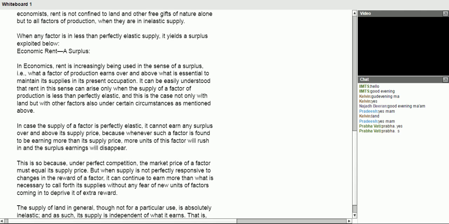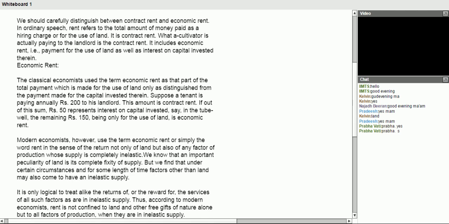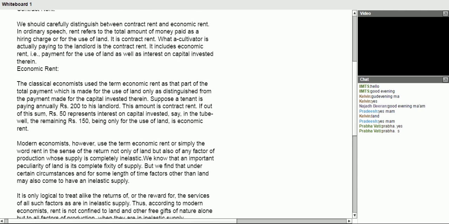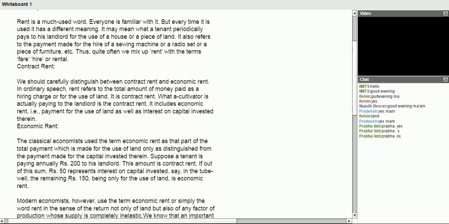So this was the concept of rent. Okay, Prabha, right now we have discussed rent. Rent is the periodic payment that we make for the use of a particular thing. That thing can be a piece of land, a building, or a machinery. Now there are two types of rent: one is the contract rent and the other is the economic rent.